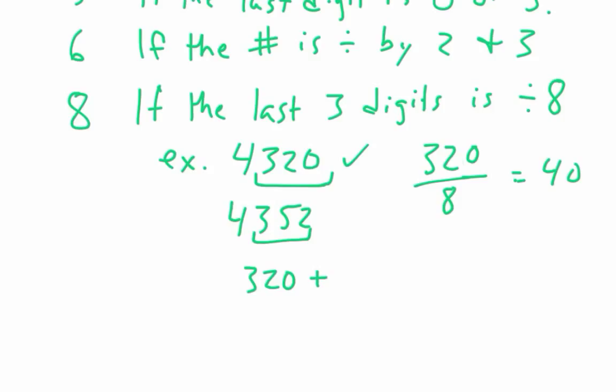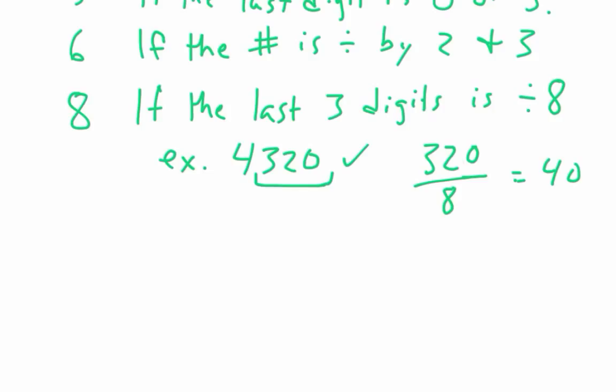320 plus what gives me the 352? Another 32. Well, you know this is going to be, right? Is 32 also divisible by 8? Yep, so then you could say the whole thing has to be. So you can sometimes hack it apart like that, but it's a little confusing sometimes.